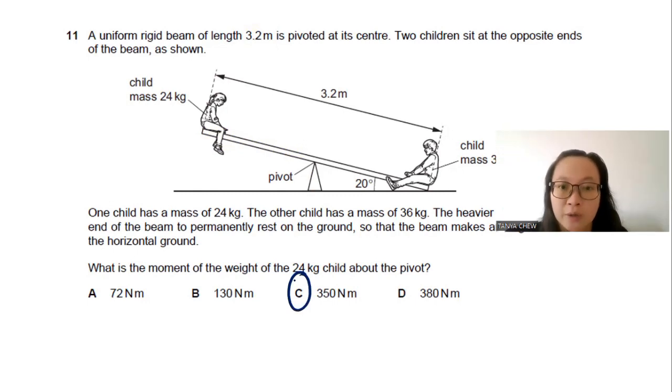Newton meter, sorry. Newton meter is the correct unit. Nano is just a prefix.